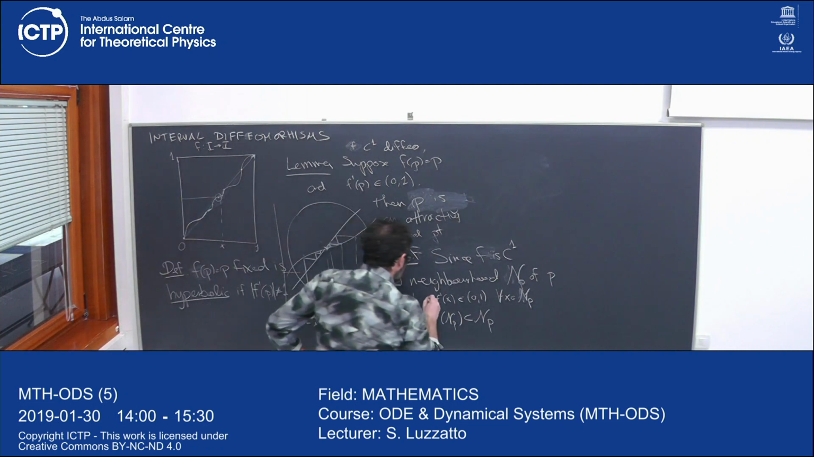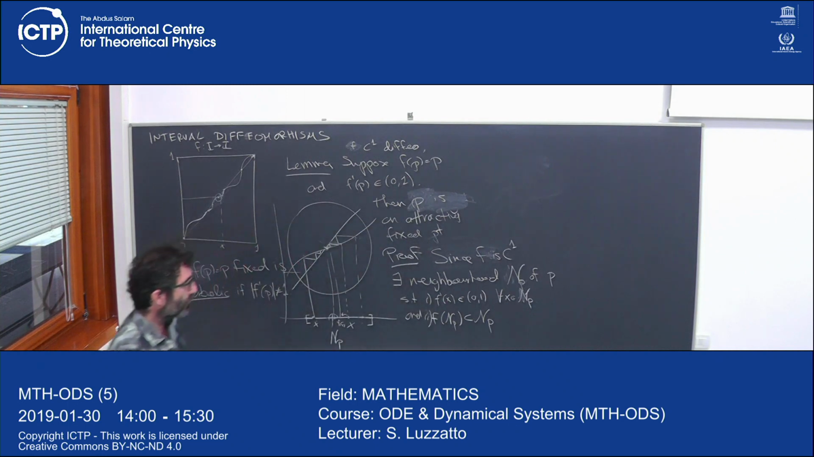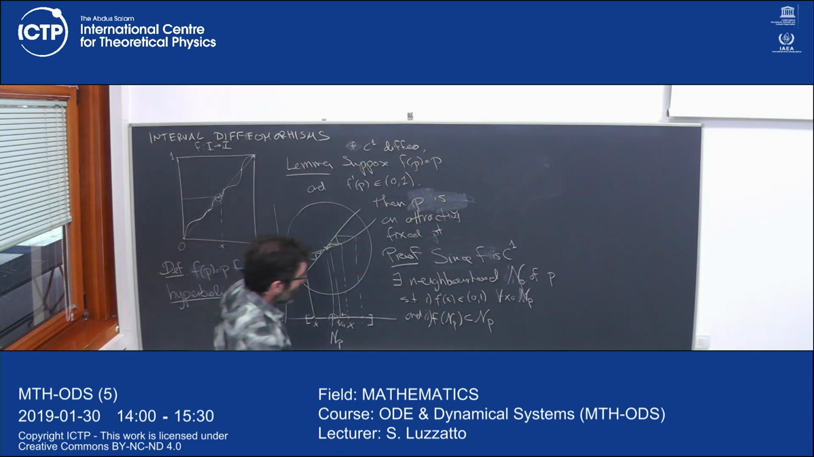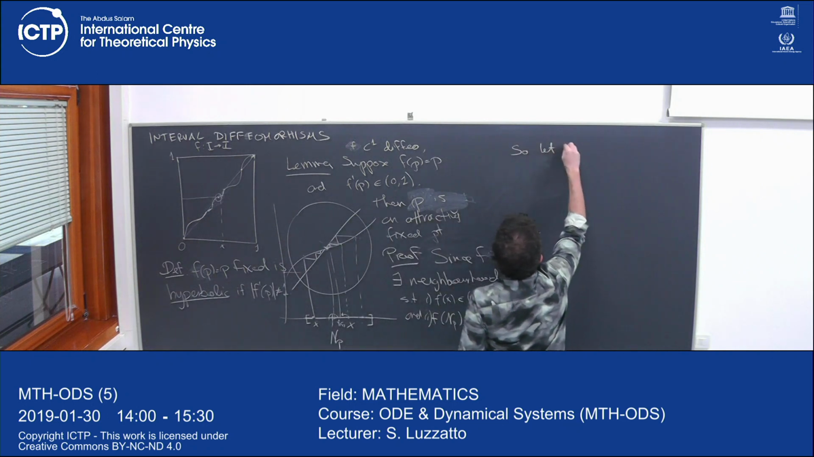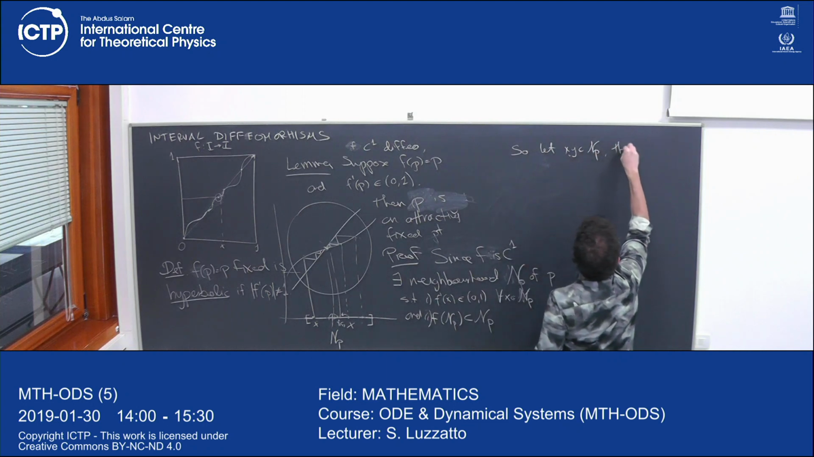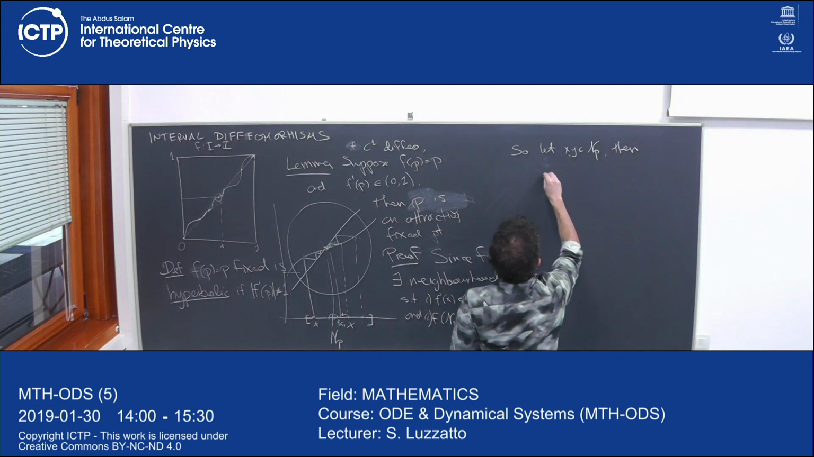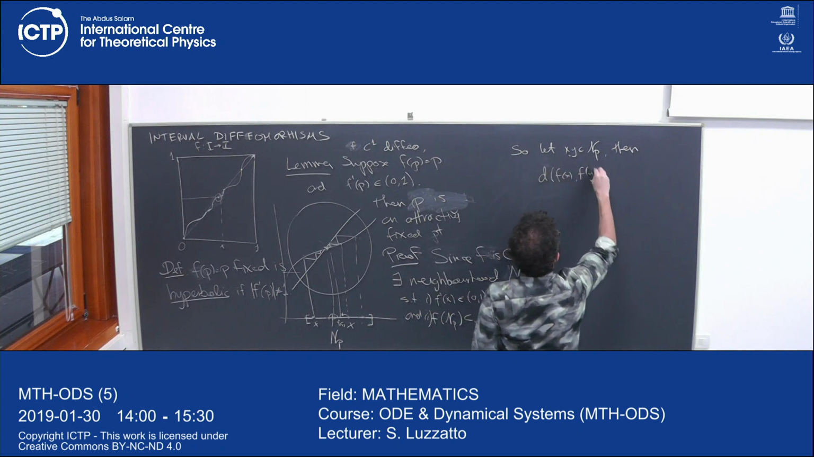Okay, so we have these two properties, 1 and 2. Now that means that if we take two points, so let x, y be in this neighborhood N_P, then what can we say about the distance between f of x and f of y?